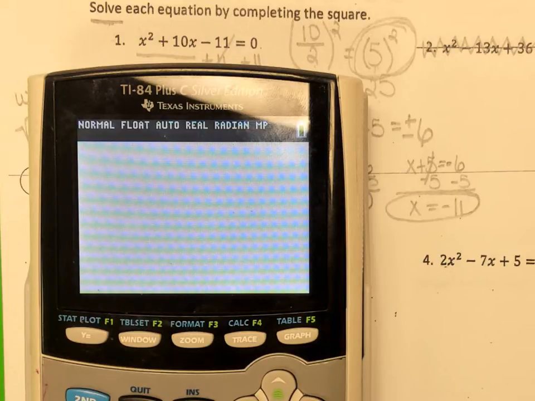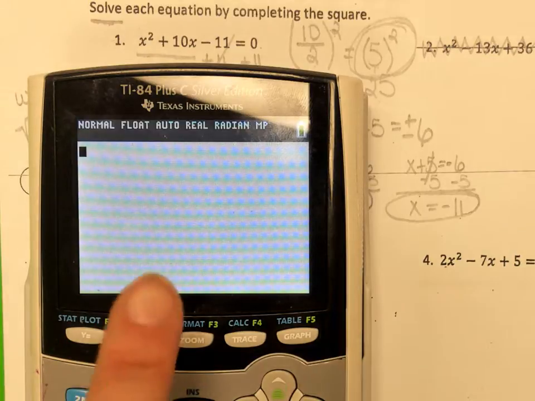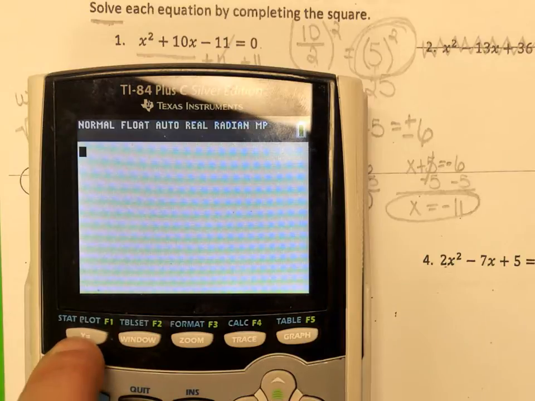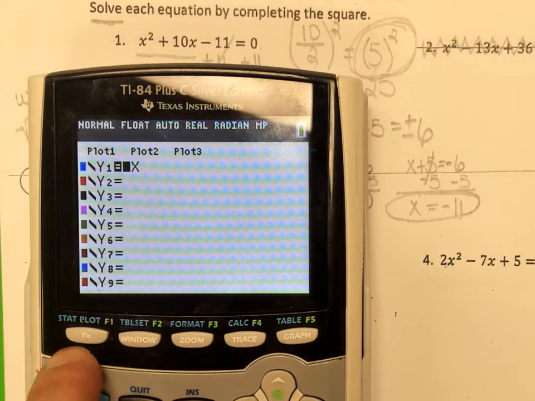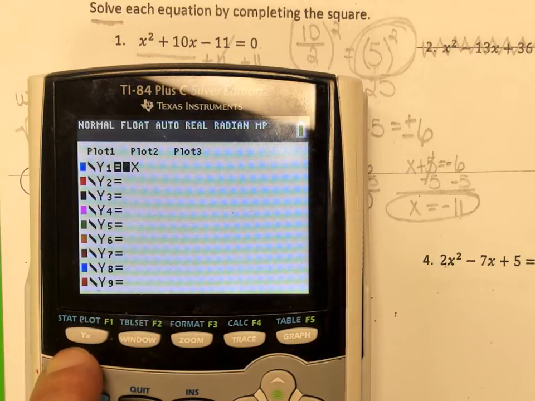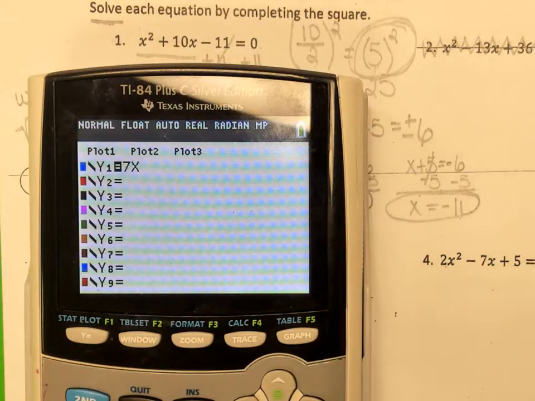I know it's been a minute, do you remember where we go to graph something? Like, where did we go first? Don't tell me graph, because you have y equals right here in the top left corner. You ready? Hit that button. Your screen should pop up like mine. Hit clear. Alright, so we're going to type it in.